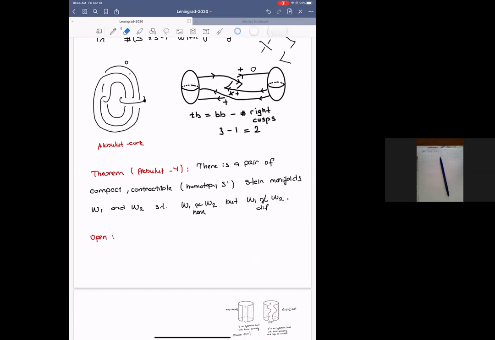Maybe I should state it at the end. Let's talk about this a little bit and understand what's going on here. I'm going to state it again, but the open problem is here: can you find infinitely many Stein copies of exactly the same manifold?